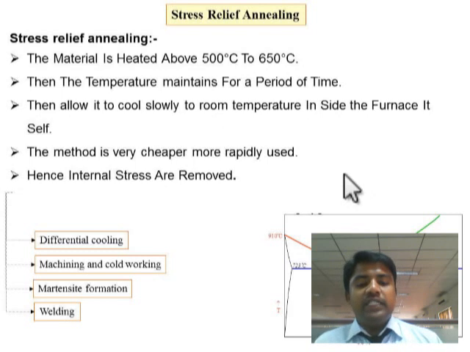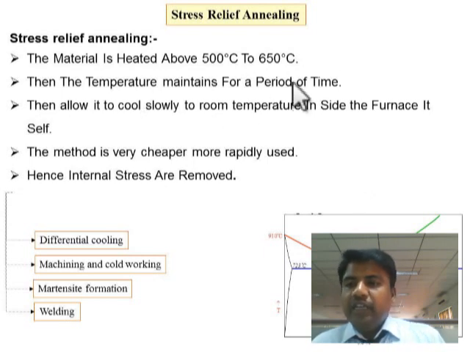The stress already inside your component is increased a lot, so that leads the material to go for failure. So we have to remove the internal stress. You're going to heat them for 5 degrees Celsius, then the temperature is maintained for a period of an hour, that we call the soaking period. Then allow it to cool slowly to room temperature inside the furnace.